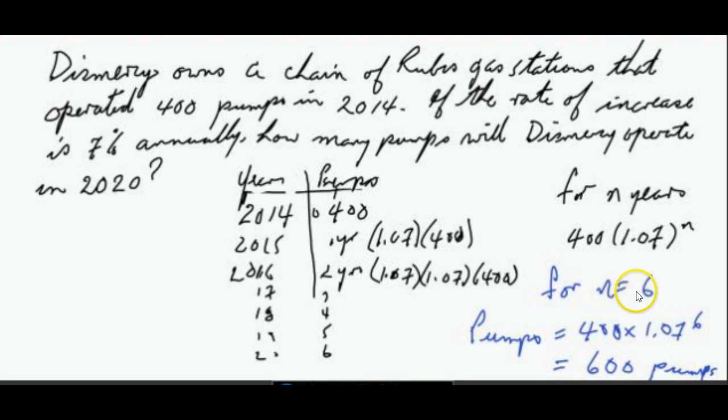N is equal to 6 because from 2014 to 2020 is 6 years. So the pumps will be equal to 400 times 1.07 to the 6. And when we calculate, we get 600.29, but we can't have 0.29 of a pump, so round it down, not up, down to the pump. 600 pumps. And that's good.